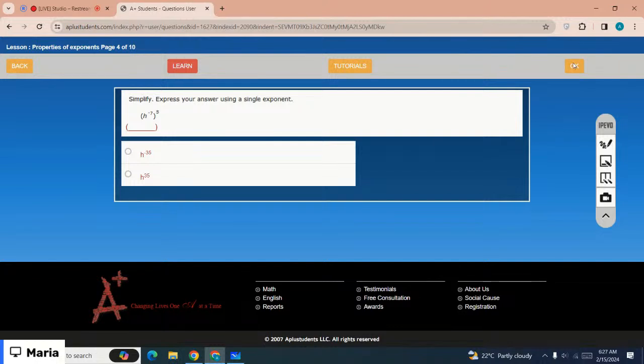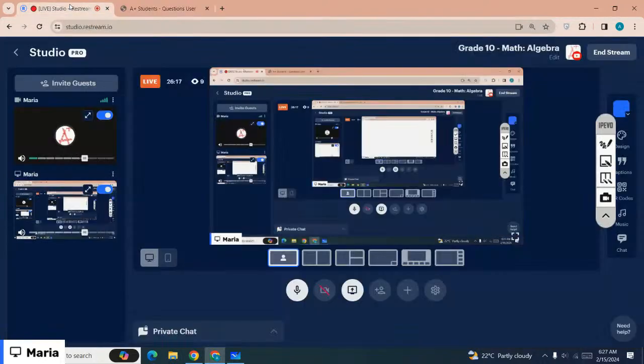The correct option is h exponent negative 35, right? Because negative 7 times 5 is 35, so that is h exponent negative 35. The correct option is option number 1, right? The correct one is option number 1.